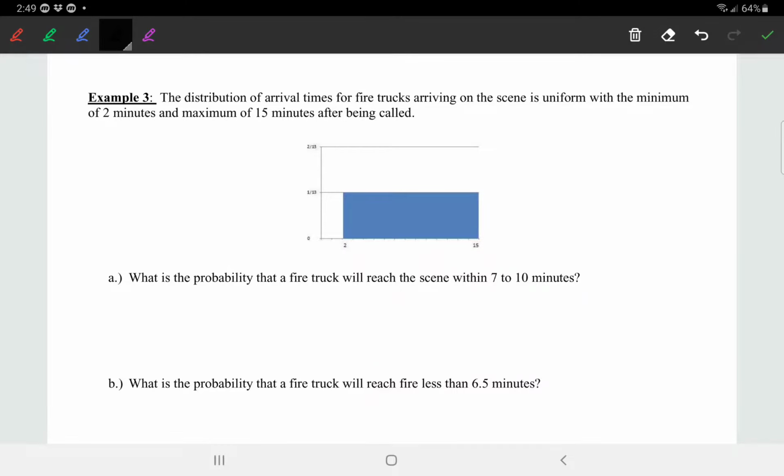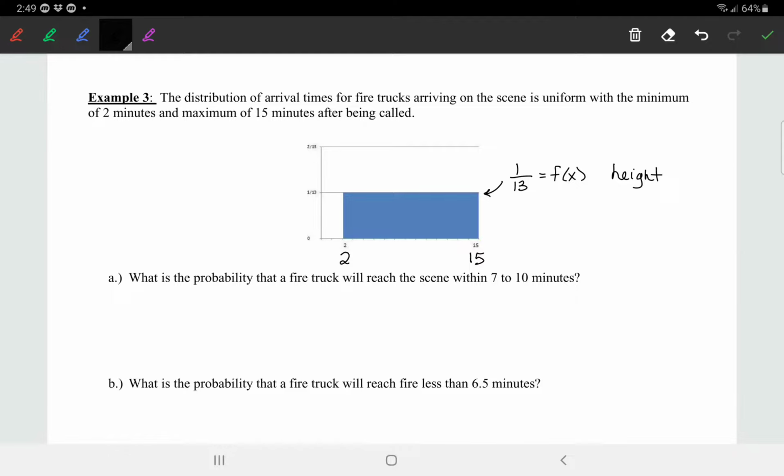Let's look again at the distribution of the arrival times for fire trucks arriving on a scene. It is uniform with a minimum value of 2 minutes and a maximum value of 15. So here's our minimum value 2, here's our maximum value 15. The height of this rectangle is 1 over b minus a, which is 1 over 13. This is our probability density function. It is the height of the rectangle.